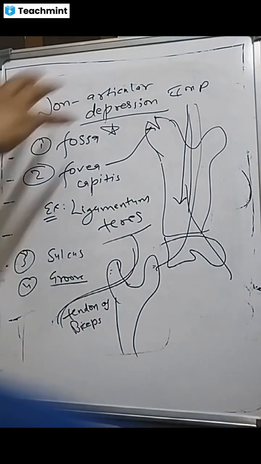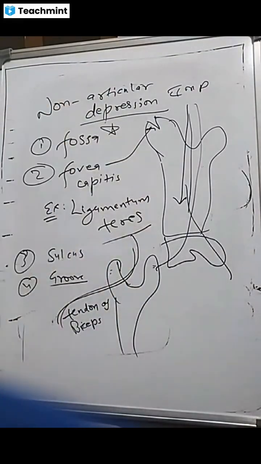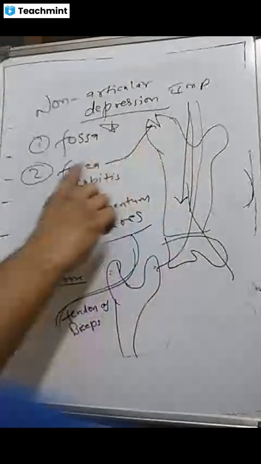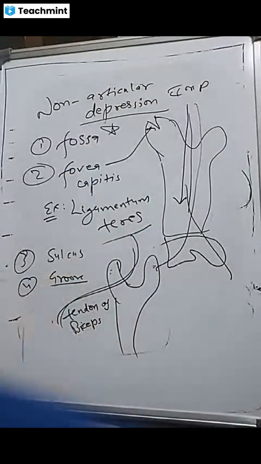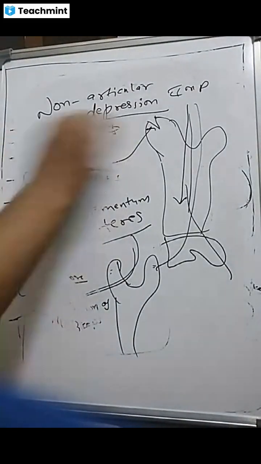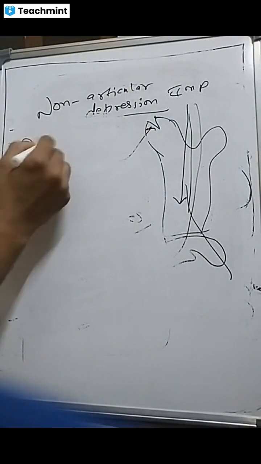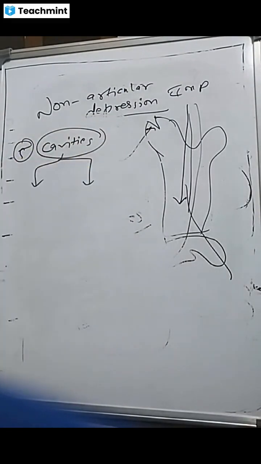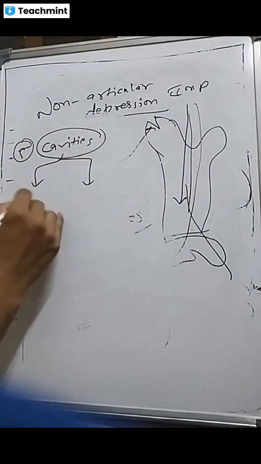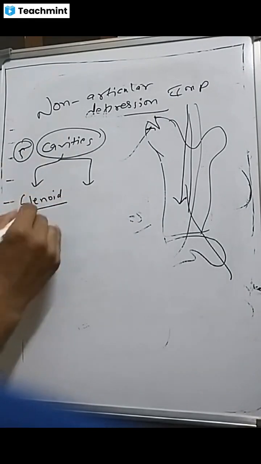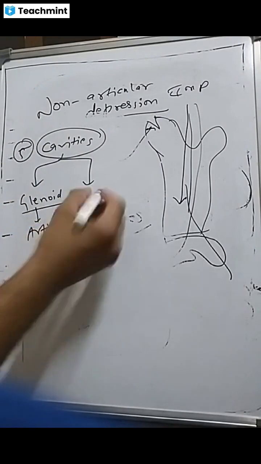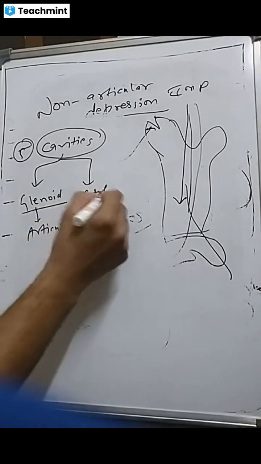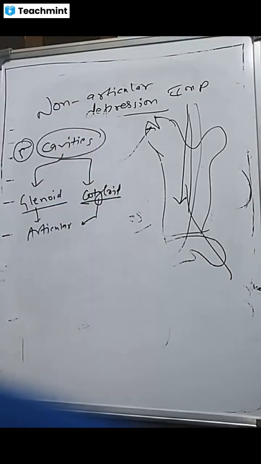So these are depressions, like your fossa, your sulcus, groove. One more is cavities. But these cavities are articular, like the glenoid cavity. Obviously, it is articular. Like the cotyloid cavity, the hip joint cavity, it is also articular.